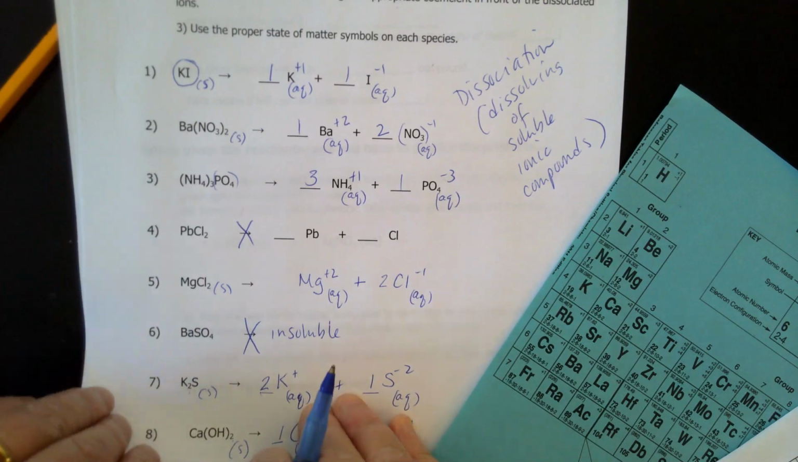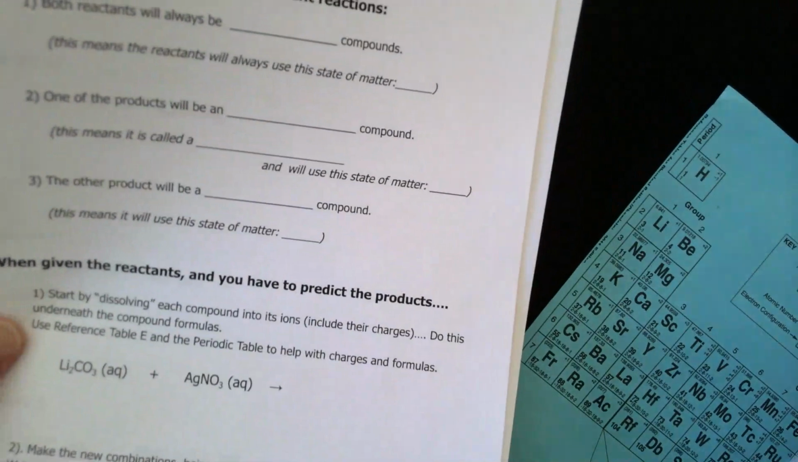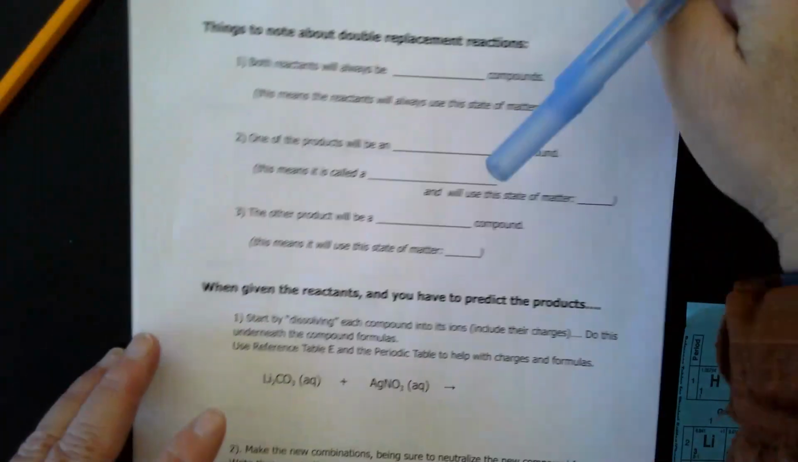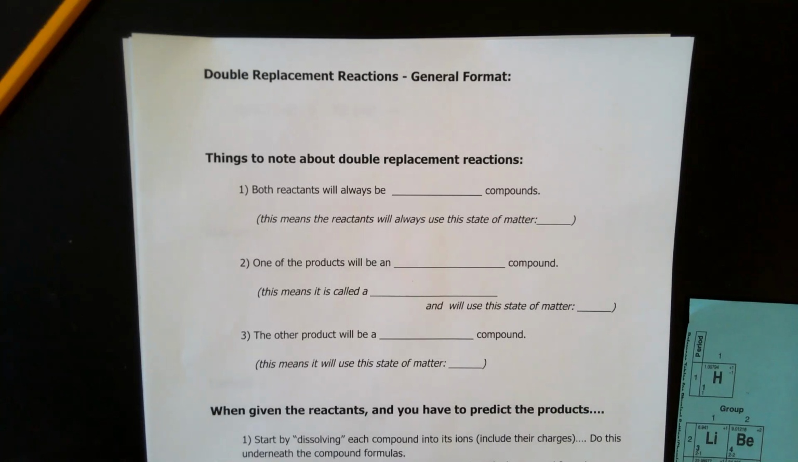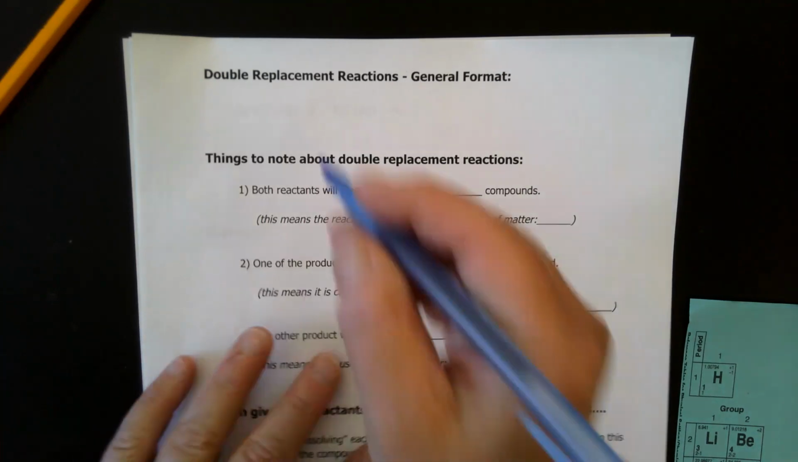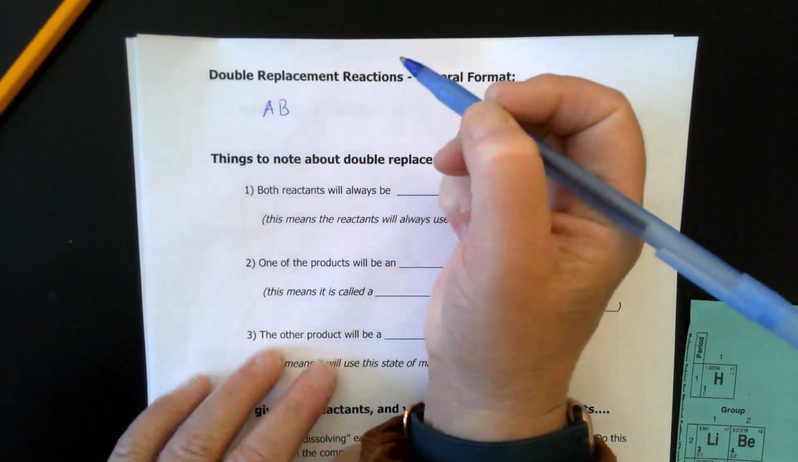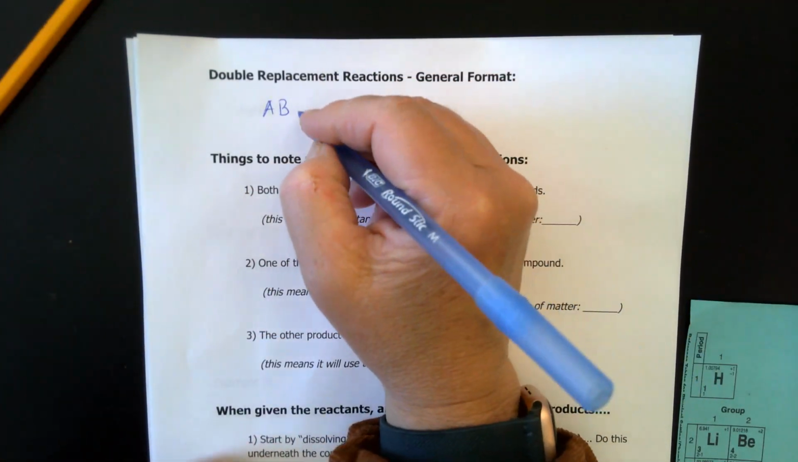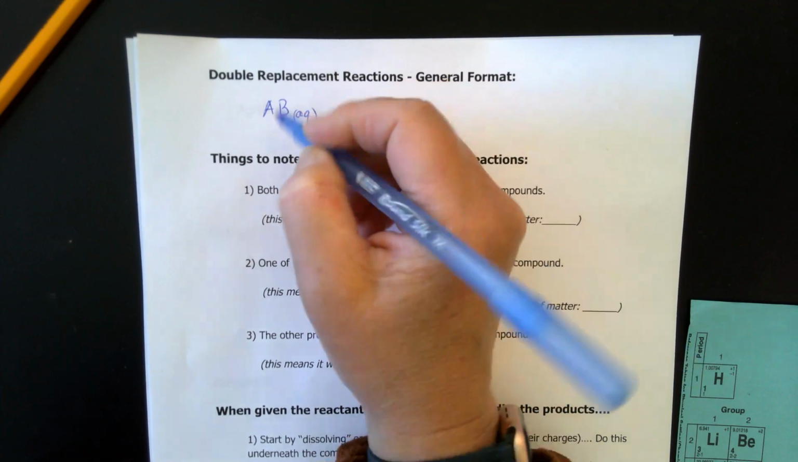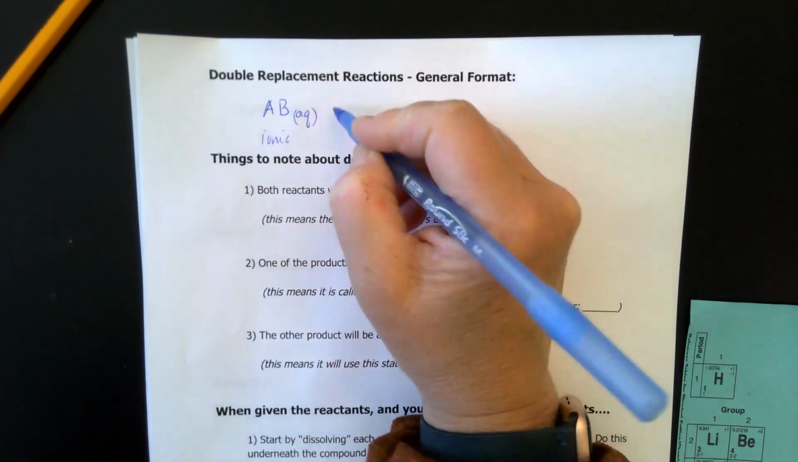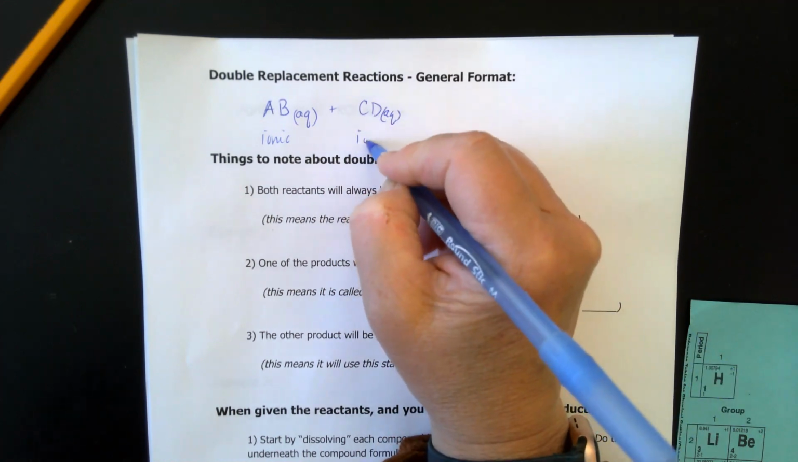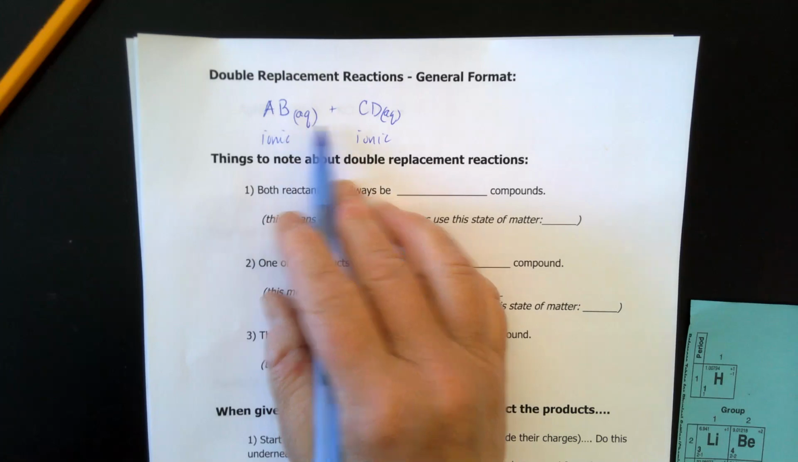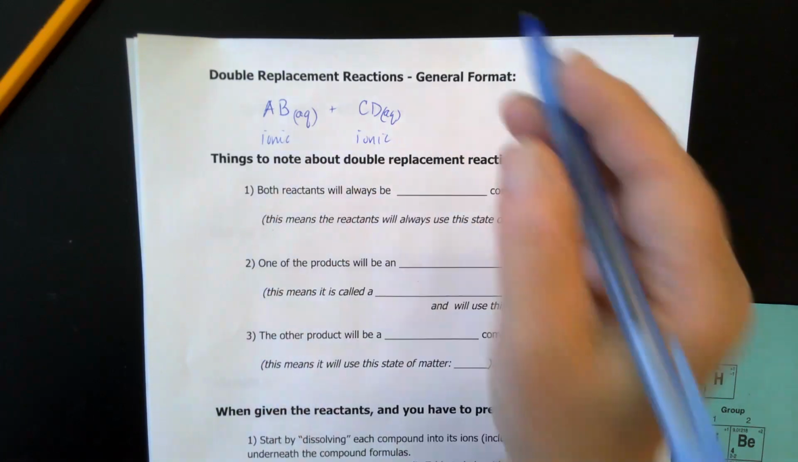Okay, let's take a look and see what we're going to do with this. Once we can figure out if a compound is soluble or not, then we can see what it's going to do in a double replacement reaction. A double replacement reaction, as you recall, is when you have a soluble compound like AB, an ionic compound, reacting with another soluble ionic compound, also ionic. It's soluble, so I'm going to say that it's going to become aqueous.